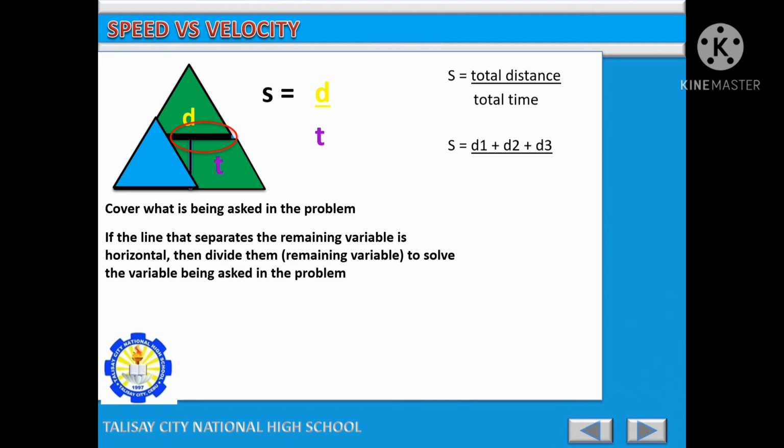Speed is equal to distance 1 plus distance 2 plus distance 3 divided by time 1 plus time 2 plus time 3. In this example, 5 meters plus another 5 meters plus another 5 meters divided by 5 seconds and another 5 seconds and another 5 seconds. Therefore, speed is equal to 15 meters divided by 15 seconds. Therefore, the speed of the man is 1 meter per second in this example.